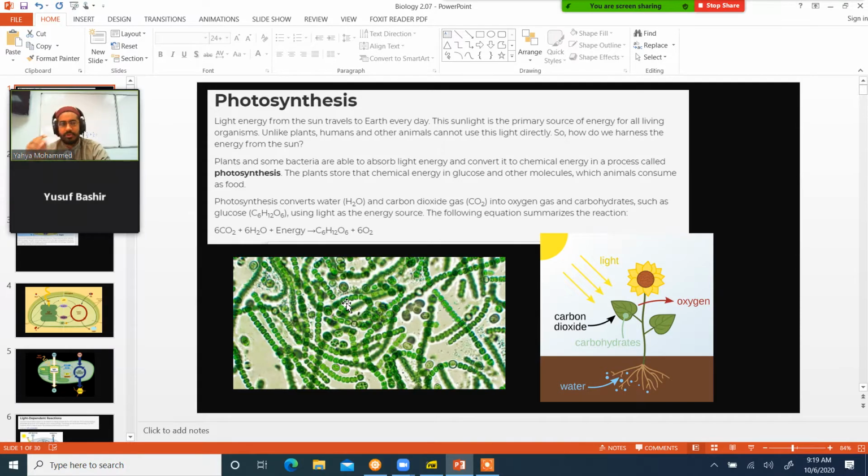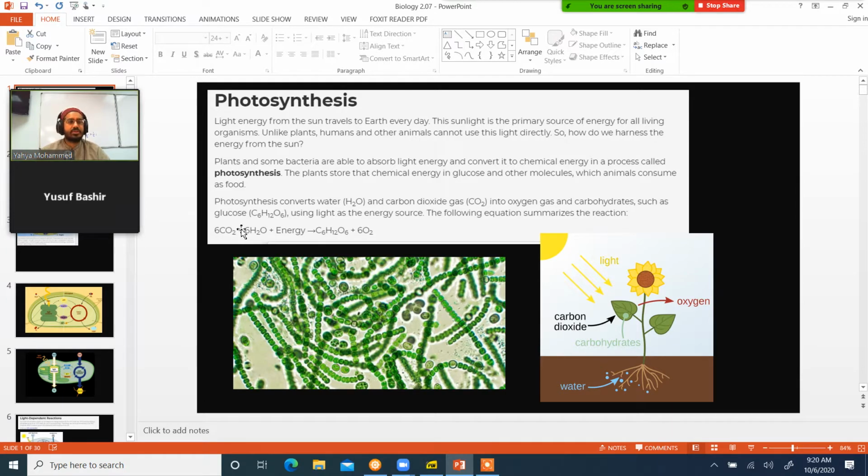So the basics, you guys have studied before. Sunlight is the source of the energy. The plant takes in carbon dioxide and water and releases oxygen, and creates sugar. This is the same process that all of these organisms are using.